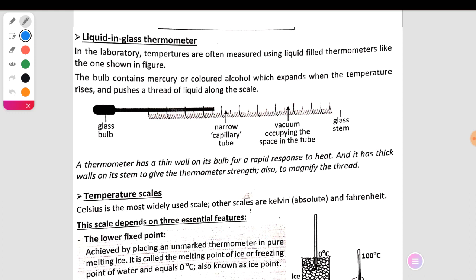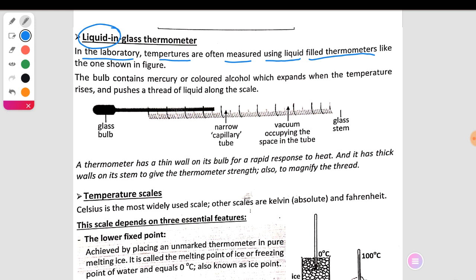But now we are going to study the effect of temperature on liquids. Liquid in glass thermometer. A thermometer is a device used to measure temperature in the laboratory. Temperature is often measured using a liquid filling the thermometer. But not any liquid can be used in a thermometer.